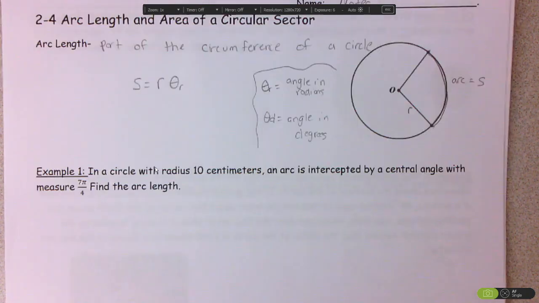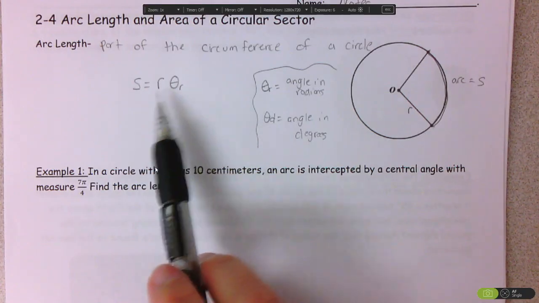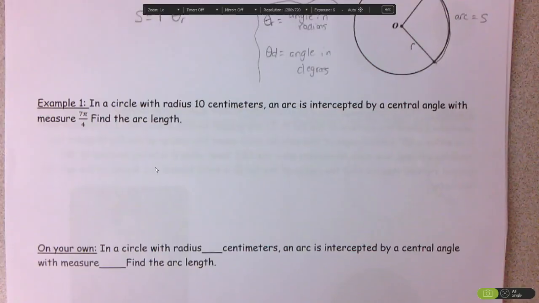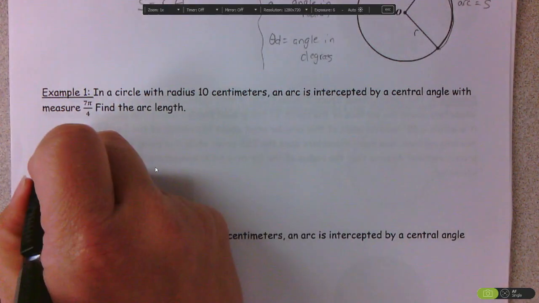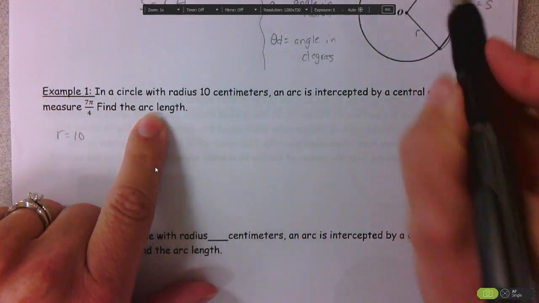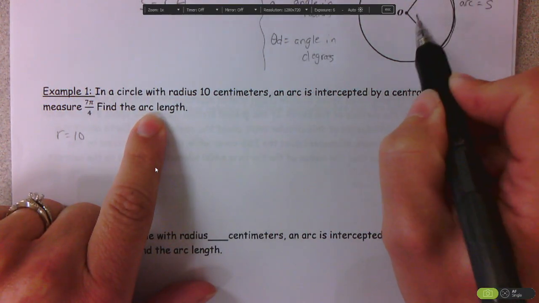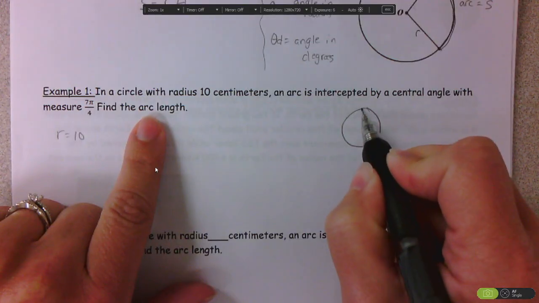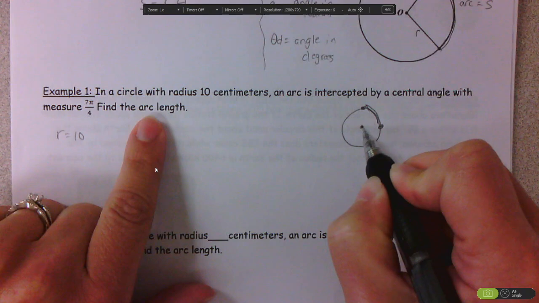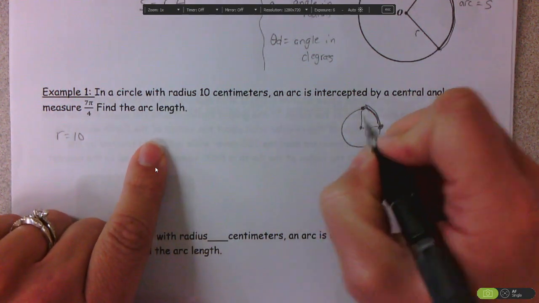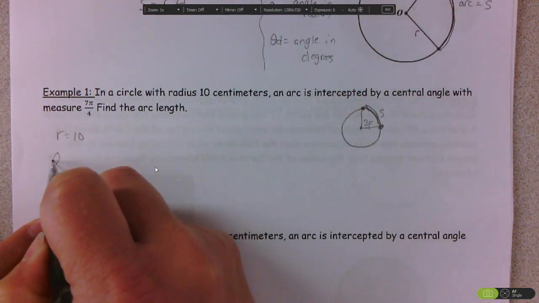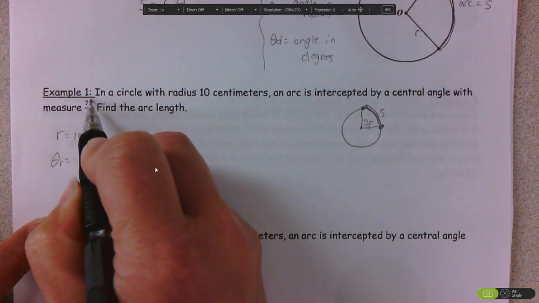So let's look at an example. The formula is relatively easy. I just take two numbers and multiply them together. That gets me my arc length. So example 1, we have a circle and the radius is 10. So r is 10, and it's intercepted by a central angle. So this means the angle inside of it. If I drew this one, and let's say this is my arc length, this piece right here, the angle is 7 pi over 4, and you're trying to find S, okay? I know this angle is in radians because I see a pi there.